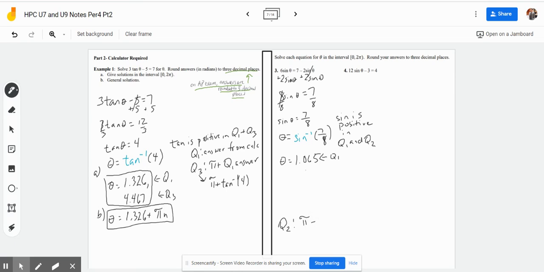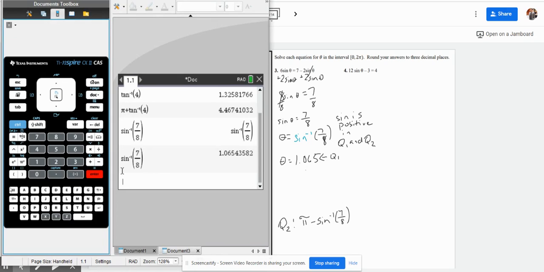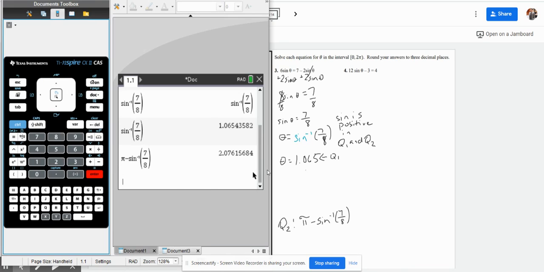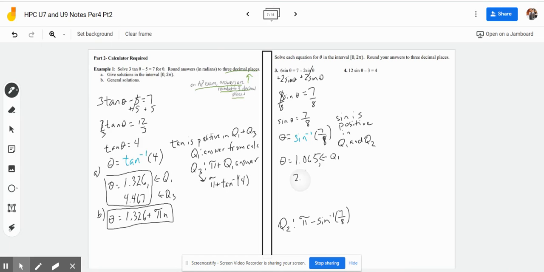So what we can do in our calculator is pi minus sine inverse of 7 over 8 to get the most exact answer. So let's do that. Pi minus, and then I'm just going to copy and paste that there. Control Enter again. So it's 2.076. And that's our value in quadrant 2, 2.076. All right, so those are our two solutions for this second trig equation.